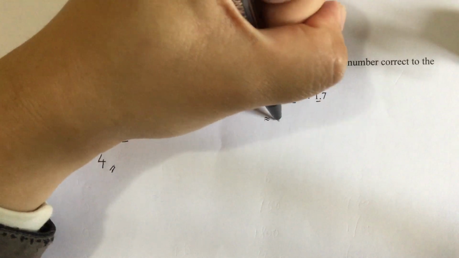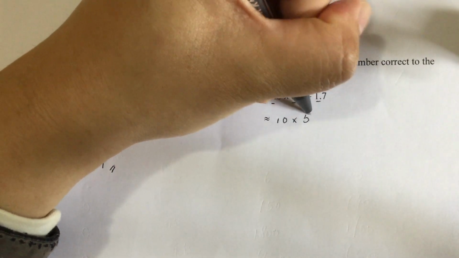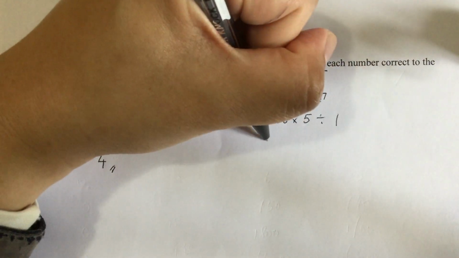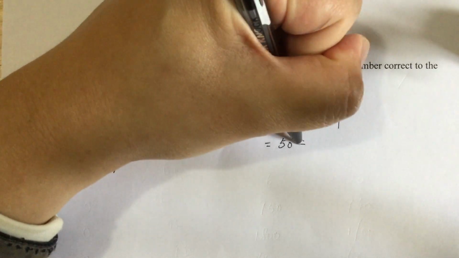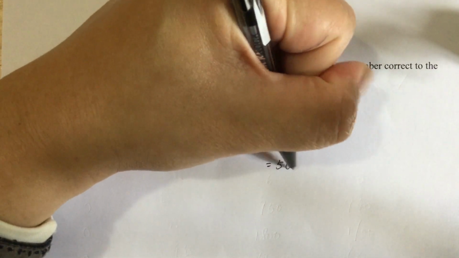Okay. For part B, this time it is always 0, 5, and 1. So we do not consider anything. So this is 10 times 5 divided by 1. So the answer for this one is 50 divided by 1. So the answer is 50.